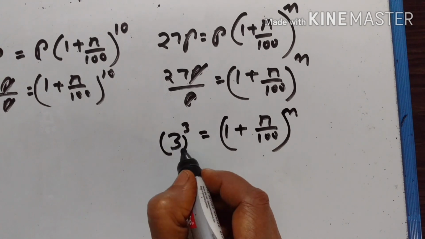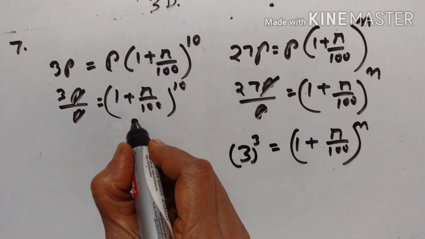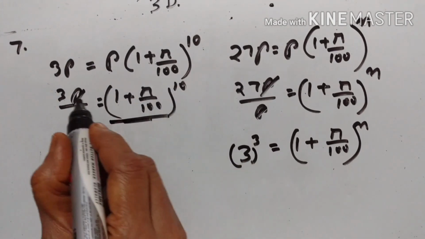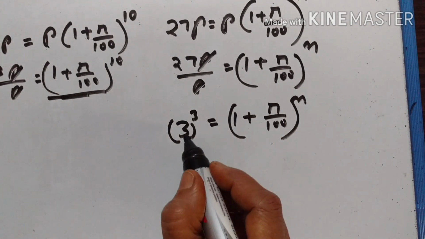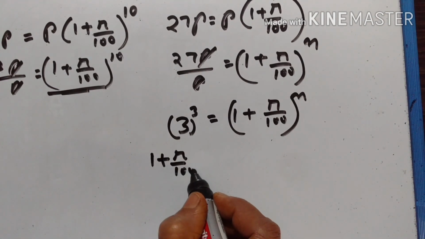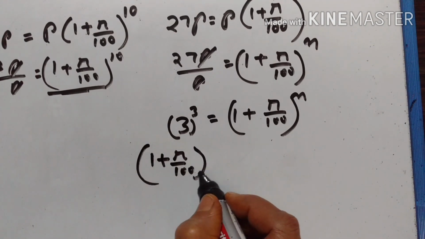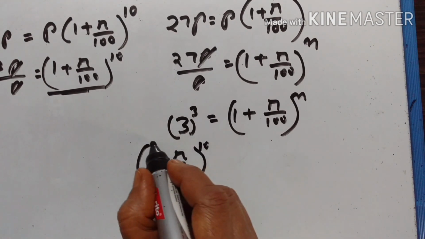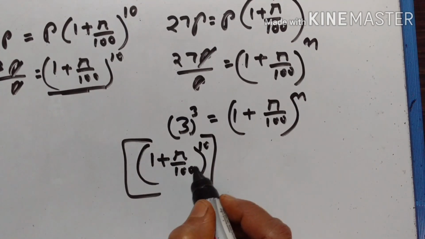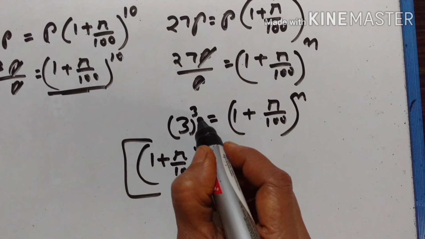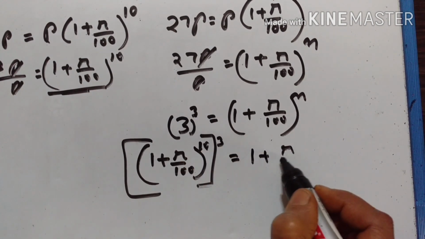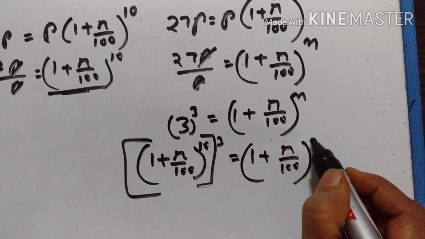Now in place of 3, let us write (1 + r/100) raised to the power of 10, because this is equal to 3. So in place of 3, I am writing (1 + r/100) raised to the power of 10. The whole thing raised to the power of 3 is equal to (1 + r/100) raised to the power of n.